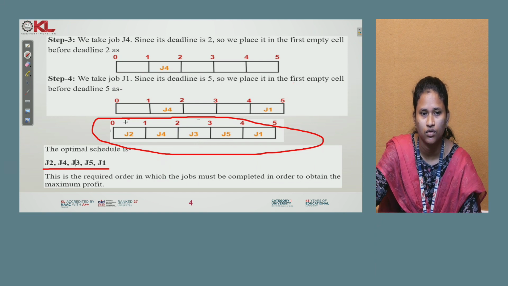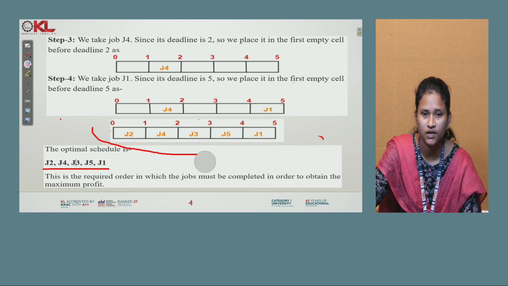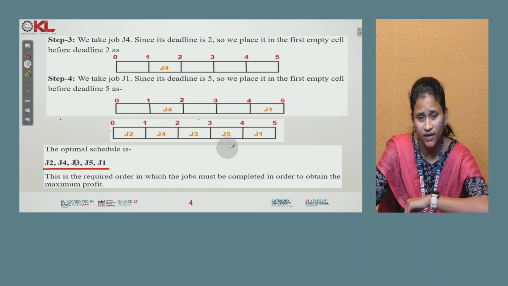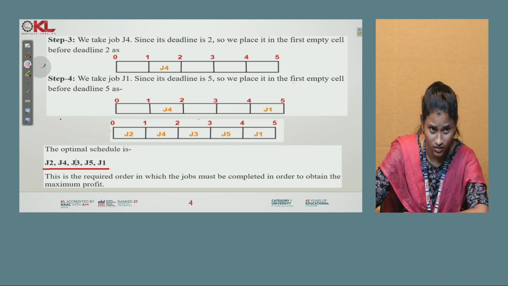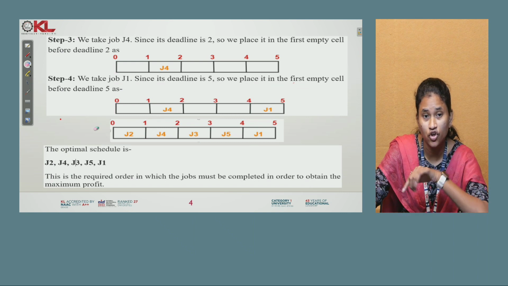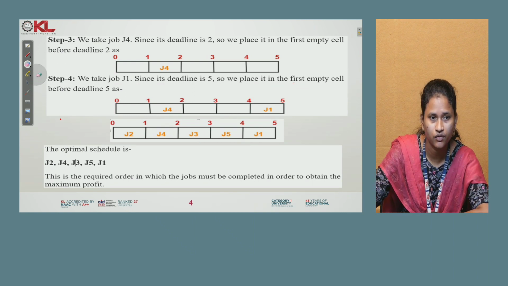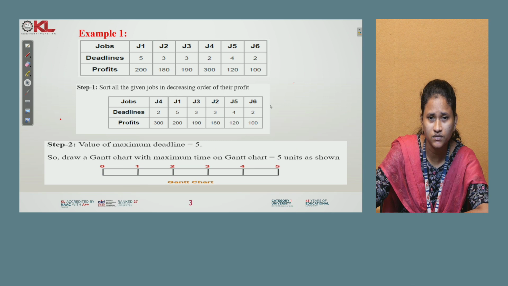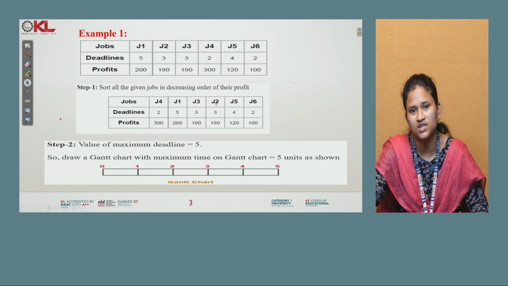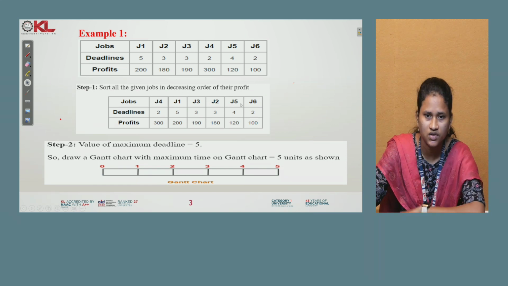What is the profit value of J2? We have to take all the profit values first. Now here only 5 slots are there, but 6 jobs are there, which means one job is left. Which job is left here? Obviously J6. Why? Because we are taking them in order. J4, J1, J3, J2, J5 were chosen.